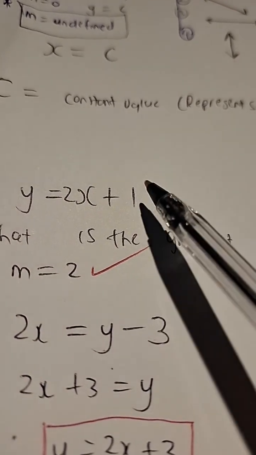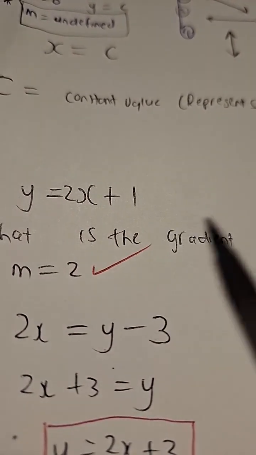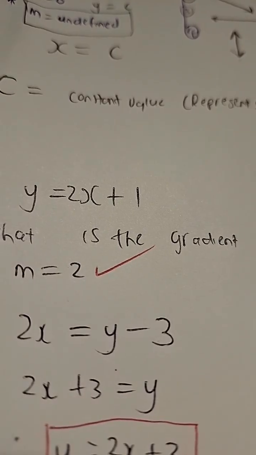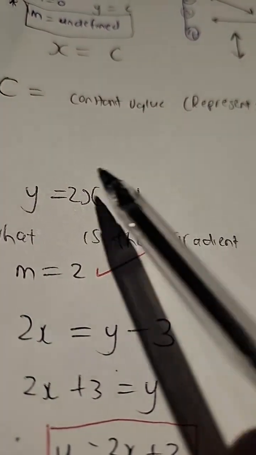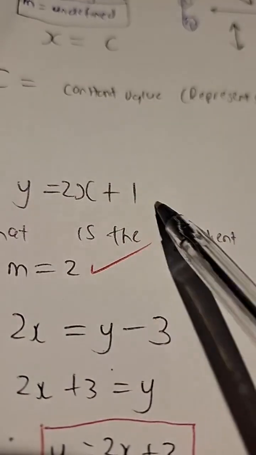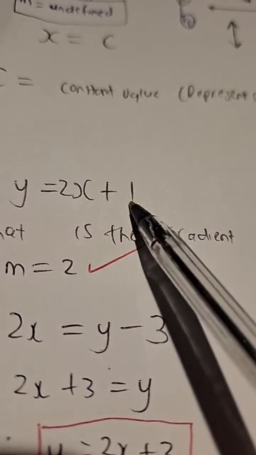Remember when I asked you what is the y-intercept, you guys said y is equal to 1, which was fine. But now I'm asking what are the coordinates of the y-intercept for y is equal to 2x plus 1? This one, guys, we're looking at this one specifically.